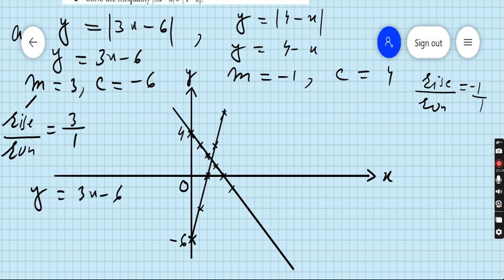So put y is equals to 0, 3x minus 6, you will get x is equals to 6 upon 3, that is 2. So vertex is 2, 0. Vertex is 2, 0. So this is the vertex of the graph, that is 2, 0. The second line is y is equals to 4 minus x.